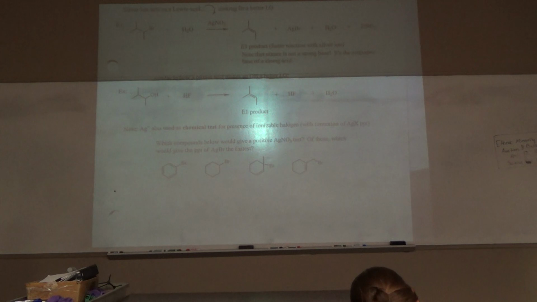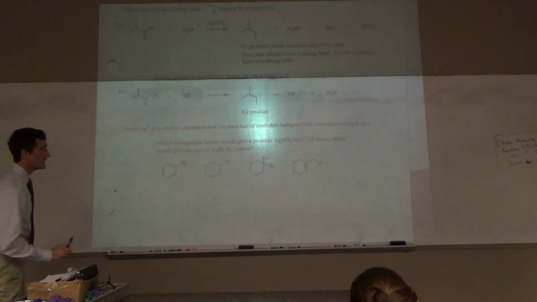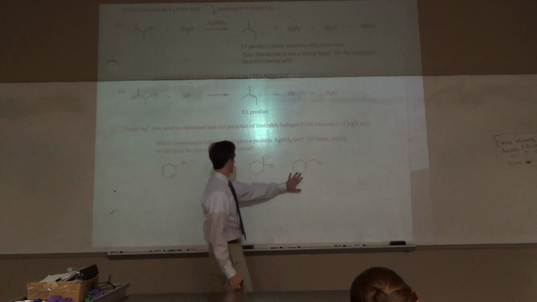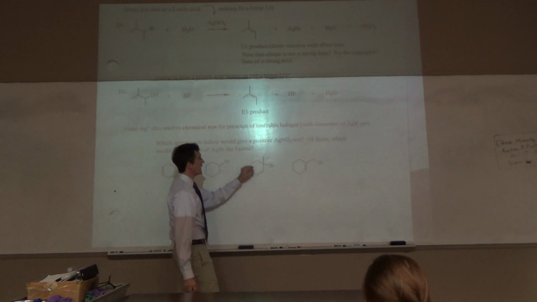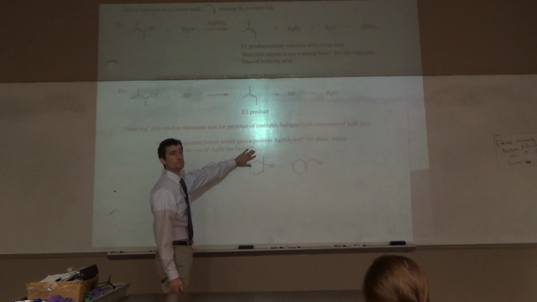What's really the question here? How can we restate the question as something else? What are we really looking for? The question is really, which ones are going to form carbocations after the bromine goes and teams up with the silver? Which ones? The third one? The third one or this one? Okay. Why that one?